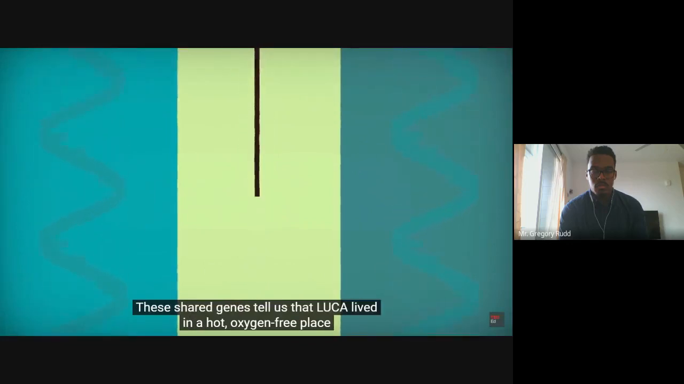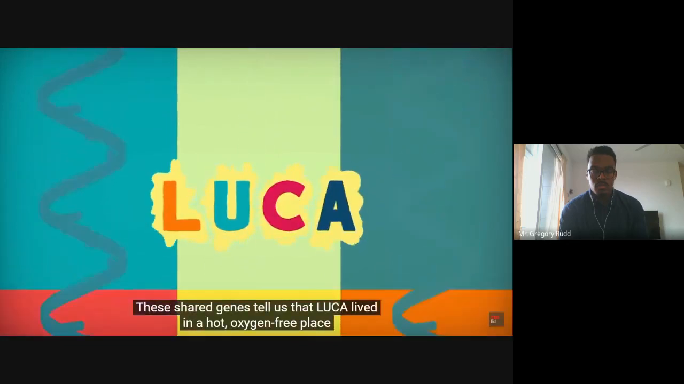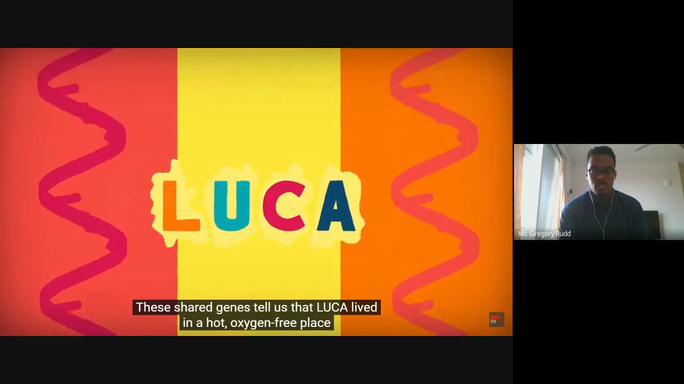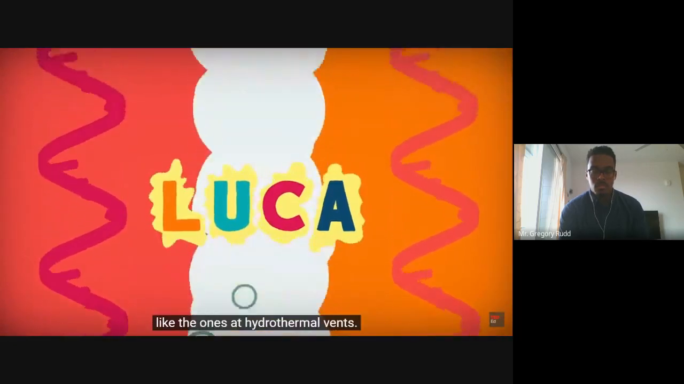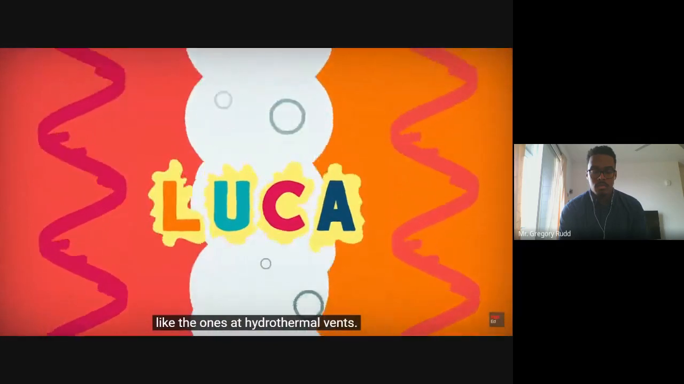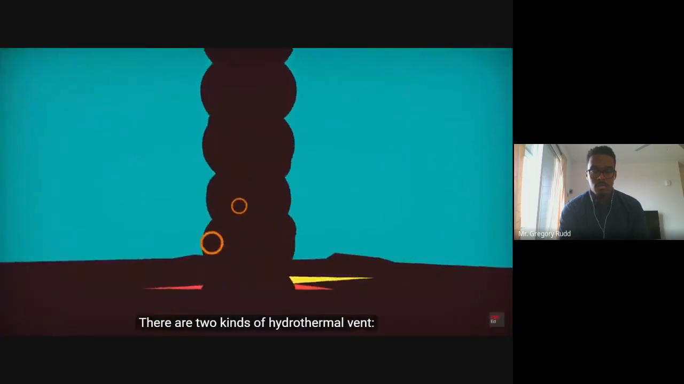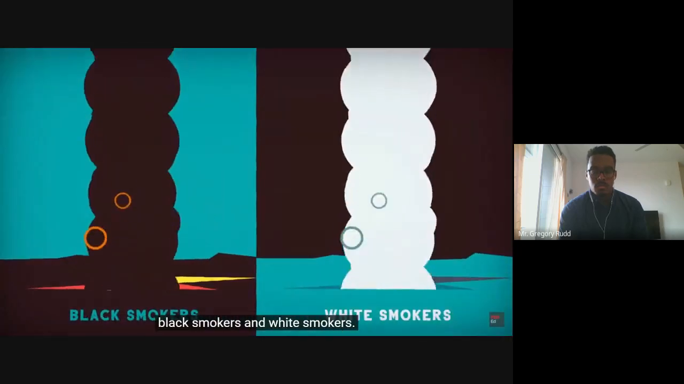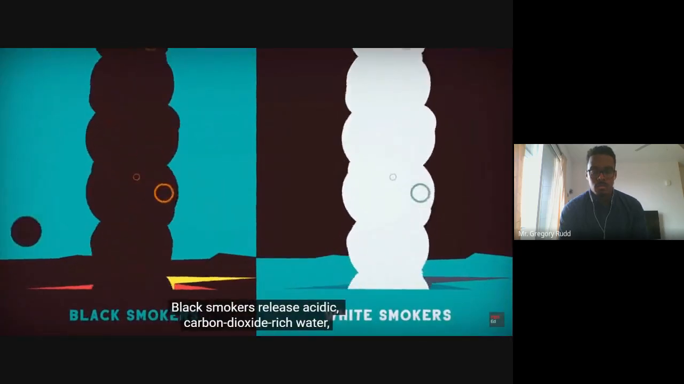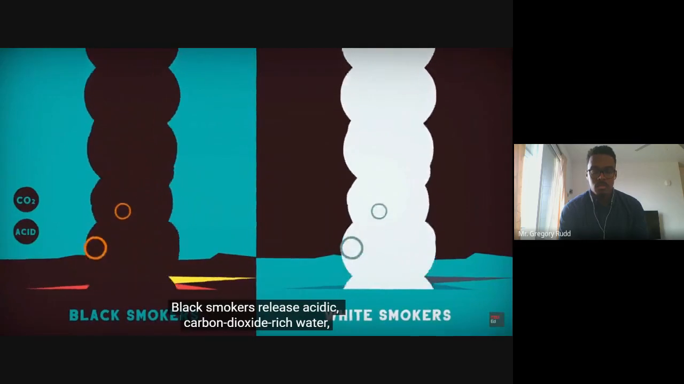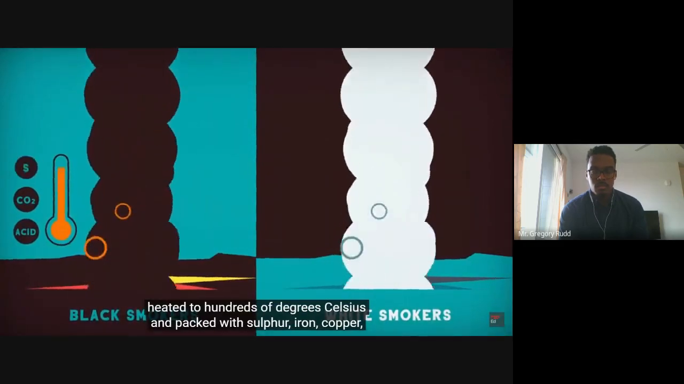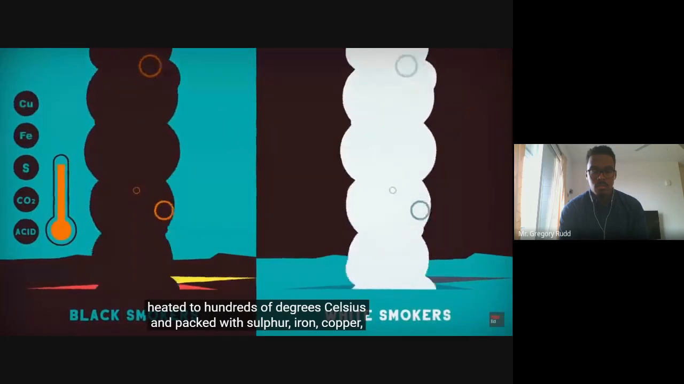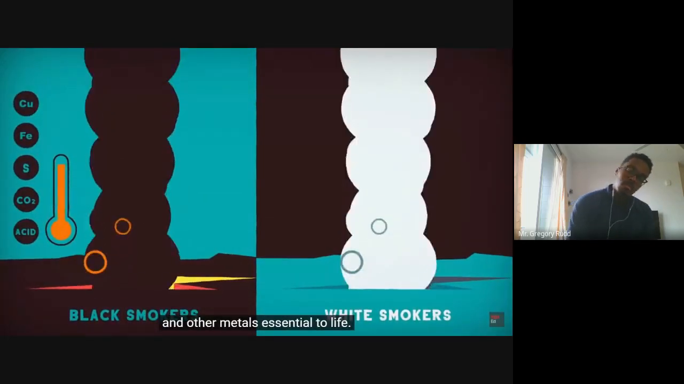These shared genes tell us that LUCA lived in a hot, oxygen-free place and harvested energy from a chemical gradient, like the ones at hydrothermal vents. There are two kinds of hydrothermal vent, black smokers and white smokers. Black smokers release acidic, carbon dioxide-rich water, heated to hundreds of degrees Celsius and packed with sulfur, iron, copper, and other metals essential to life.